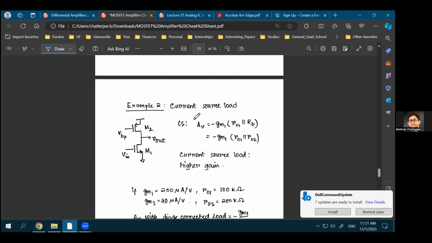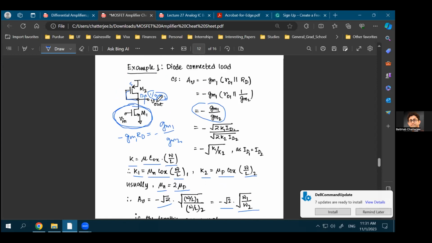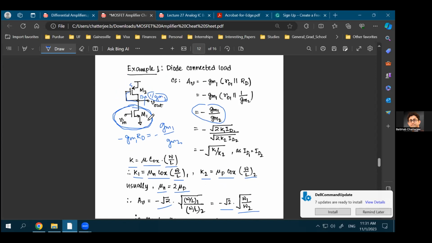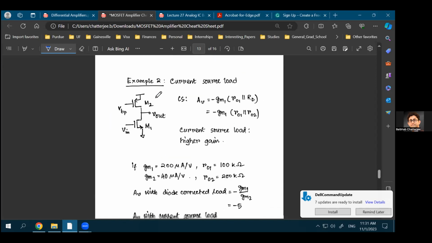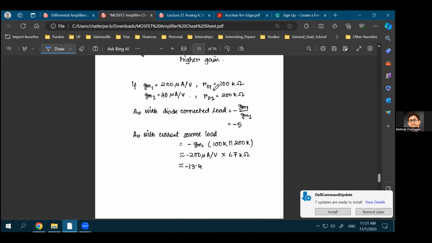So we'll stop here and we'll look at other scenarios, how you can improve the gain of this kind of MOSFET based structure, and we will not have a diode connected load, we'll have something called a current source load. And that is something we'll take a look at in the next lecture.